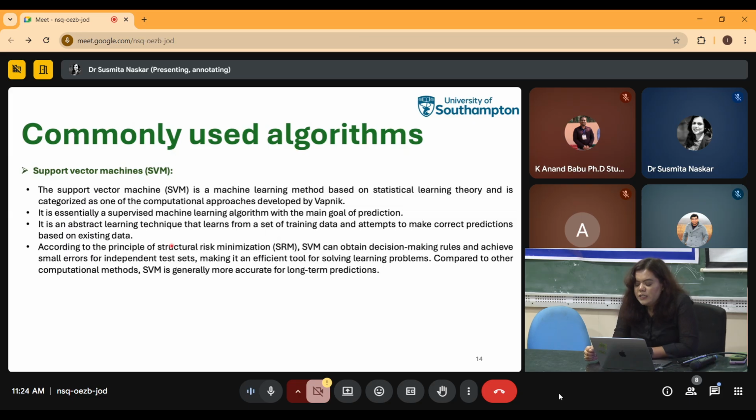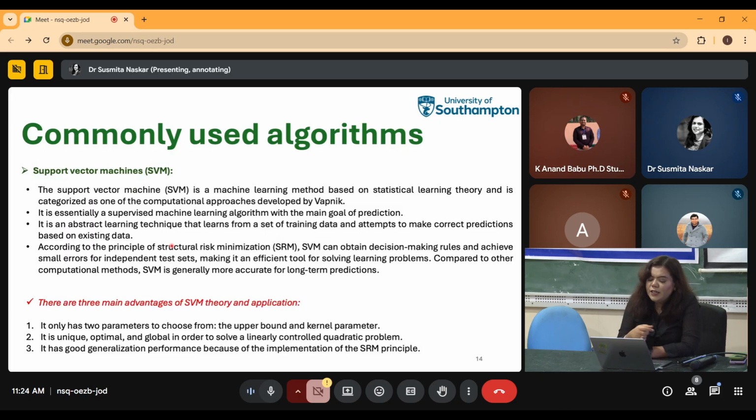At the heart of SVM is the principle of structural risk minimization, also called SRM. The objective of this principle is to balance model complexity and accuracy, which allows the SVM to achieve very small errors. And then there are certain advantages of SVM. One very good advantage is the simplicity of tuning. SVM only has two parameters to choose from, the upper bound and the lower bound. That means it's relatively straightforward and very simple.